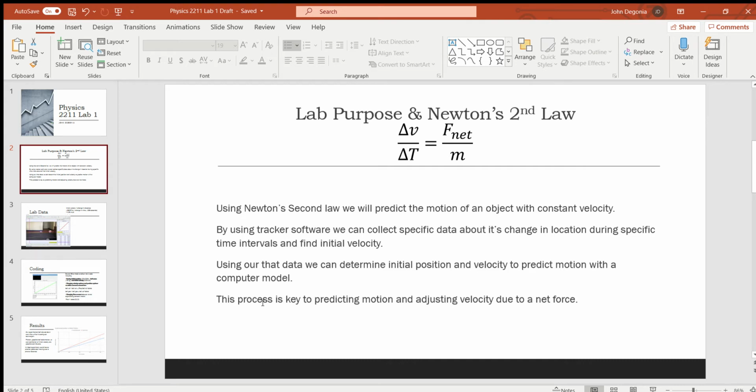The reason Newton's second law and the prediction of movement is important is it's going to be one of the building blocks for any time we have objects moving, or especially objects moving while experiencing a force. As we can see in the equation up here at the top, the net force acting on an object is going to affect our change in velocity, which of course will be important for predicting movement. In this specific lab, we're looking for an object with constant velocity, so this change in velocity will be zero, and so we're also hoping that the net force will be zero.